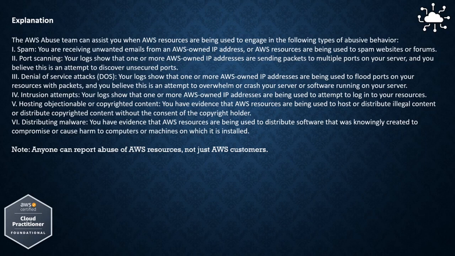4. Intrusion attempts. Your logs show that one or more AWS-owned IP addresses are being used to attempt to log into your resources. 5. Hosting objectionable or copyrighted content. You have evidence that AWS resources are being used to host or distribute illegal content or distribute copyrighted content without the consent of the copyright holder. 6. Distributing malware. You have evidence that AWS resources are being used to distribute software that was knowingly created to compromise or cause harm to computers or machines on which it is installed. Note: anyone can report abuse of AWS resources, not just AWS customers.